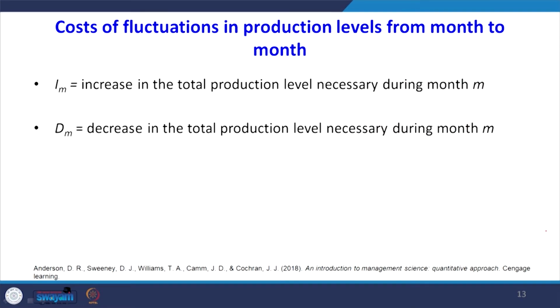Next we will go for the setup cost. The cost of fluctuation in production level from month to month. So, we are going to use this notation. IM represents increase in the production level necessary during the month. DM represents decrease in production level necessary during month M.